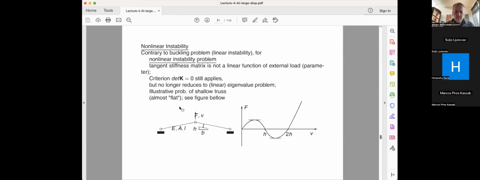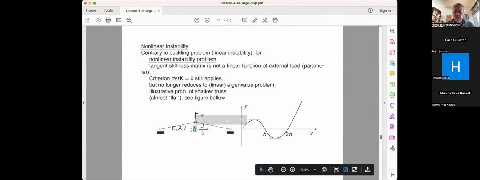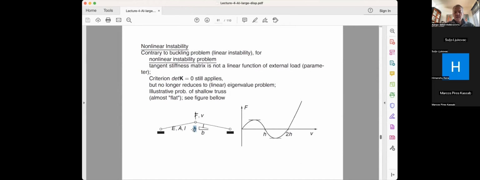So what are we talking about? Here we are talking about a shallow truss, which has bars that are sitting a little bit inclined, so that the projection on the horizontal axis is equal to B, and the projection of each bar on the vertical axis is equal to H. So the length of the bar is the square root of H squared plus B squared, equal to L, and each bar has the same Young's modulus, Poisson's ratio and cross section. And then we are studying the possibility of pressing the bar downwards, with a force F and displacement V.